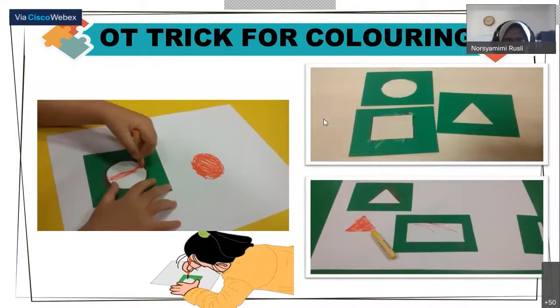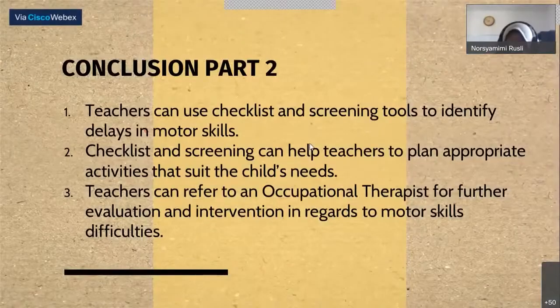Okay, so we've come to the conclusion. What I can conclude from today's sharing: teachers can use checklists and screening tools to identify delays in motor skills, to plan activities that suit the child's needs. Teachers can always refer to OT for further evaluation and intervention in regards to motor skills.